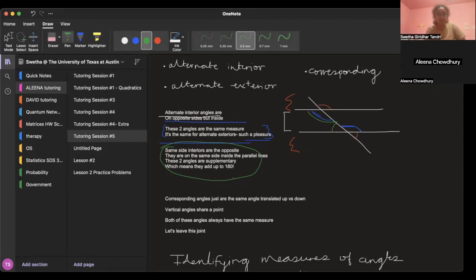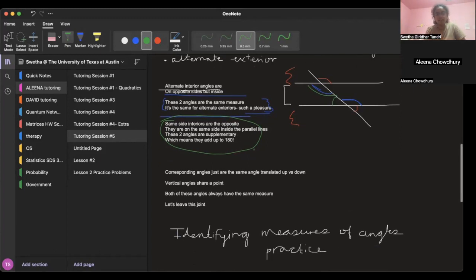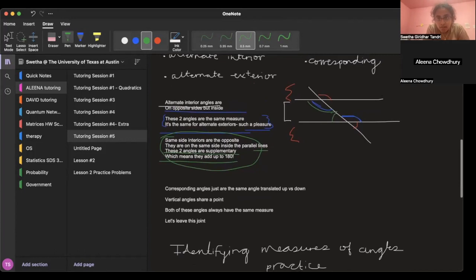Since you learned about same side interior angles, I think this should be pretty easy to go over. Same side interiors are on the same side, inside the parallel lines. These two angles are supplementary, which means they add up to 180. So these two are same side interiors, and you notice that one of them is acute, the other one is obtuse, and these both will always add up to 180 degrees. The same side interiors here would be these two right here.